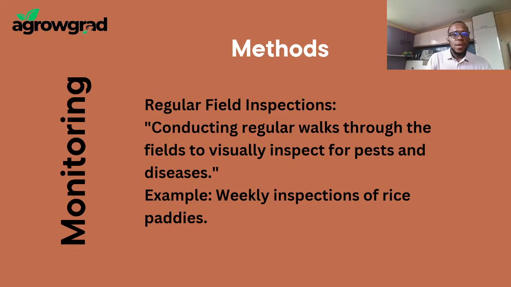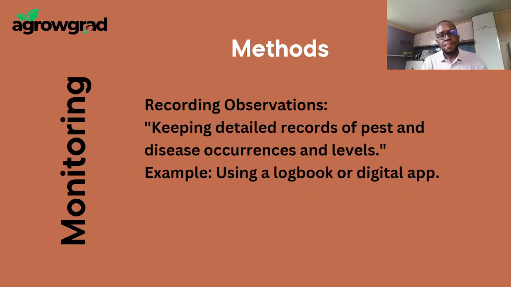There are other methods you could use for monitoring pests. Regular field inspections: make sure you have a routine where you mark the date and time, and monitor the pest levels as you go through your fields and farms. Weekly inspections are generally encouraged, to make sure you're tracking the rate of increase of the pests through your paddies and farms.